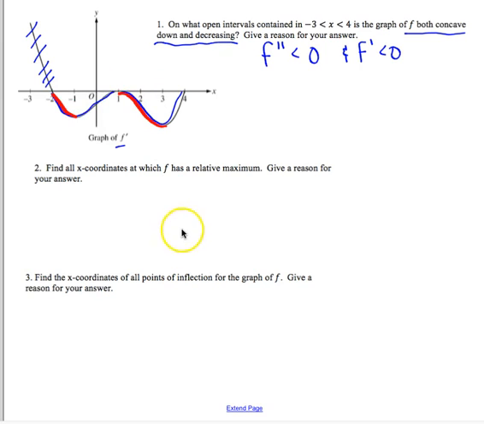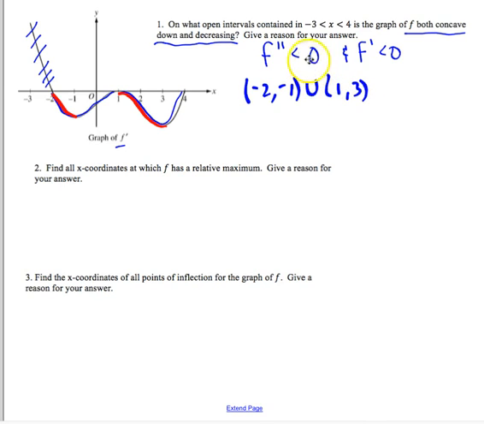I'm going to highlight these in red, and we can quickly tell that the graph of f prime is decreasing, meaning f double prime is negative, between -2 and -1, as well as from 1 to 3. And so our final answer is going to be from -2 to -1, as well as from 1 to 3.